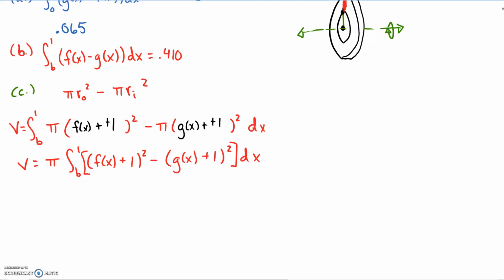Common mistakes here: forgetting the pi, not doing the outer radius squared minus inner radius squared. A lot of possible things that we could do wrong, a lot of common mistakes.